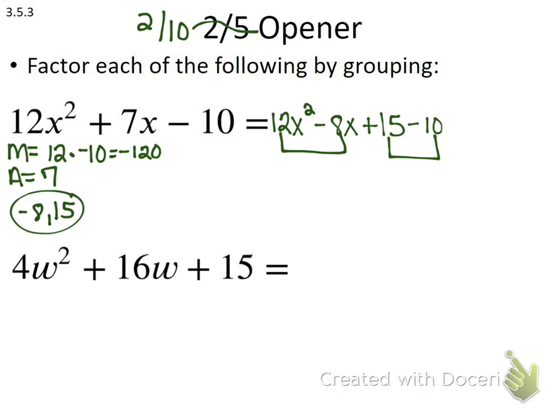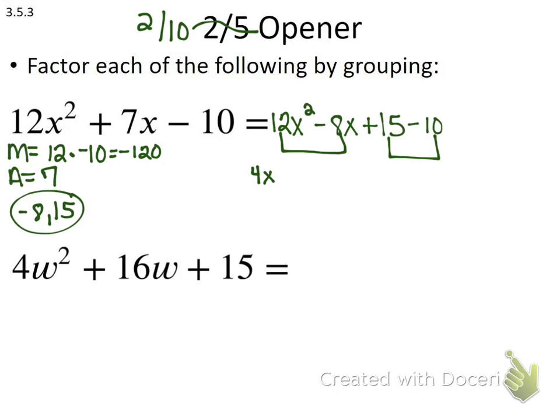So what's the greatest common factor of 12x squared and 8x? 4x. Now, do you have to do the factor tree? No. But if you don't know what the greatest common factor is, or you're not sure if it's 2 or 4, go ahead and use that factor tree, okay? So, then we're going to find the greatest common factor of 15 and 10. So what's the greatest common factor of 15 and 10?